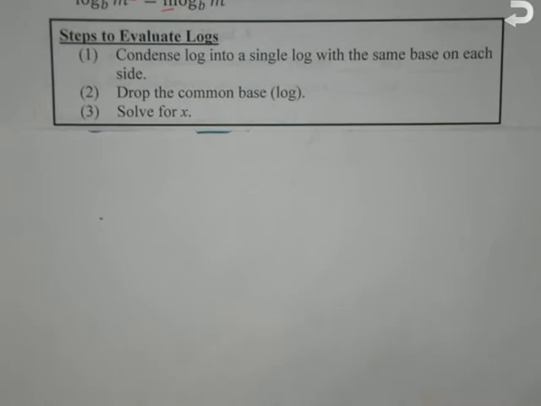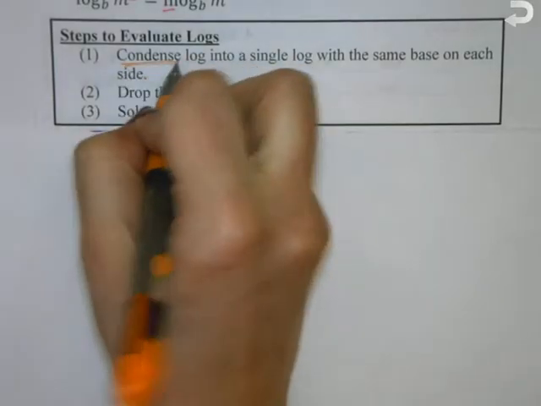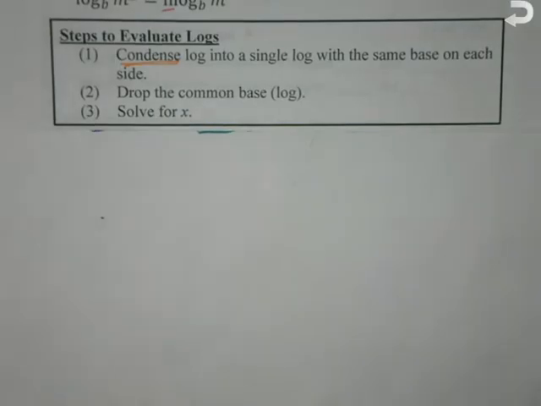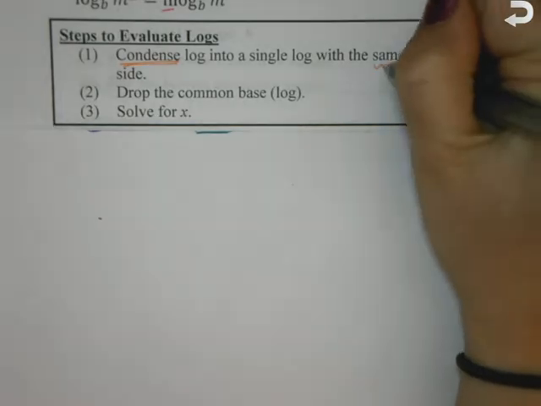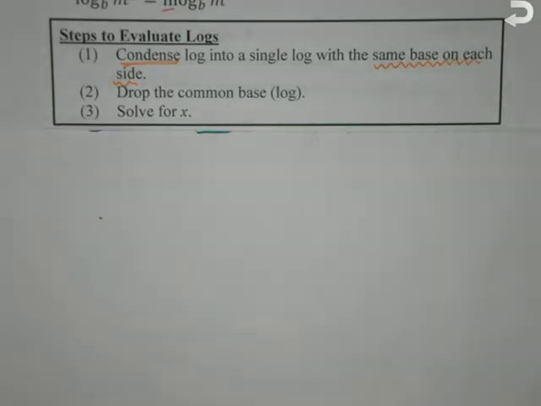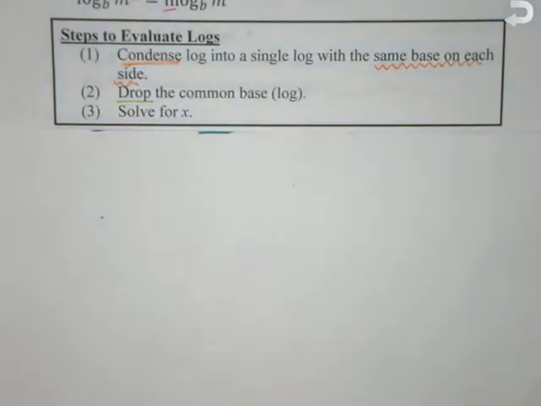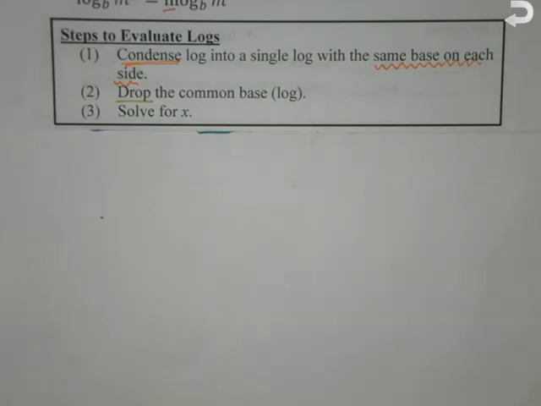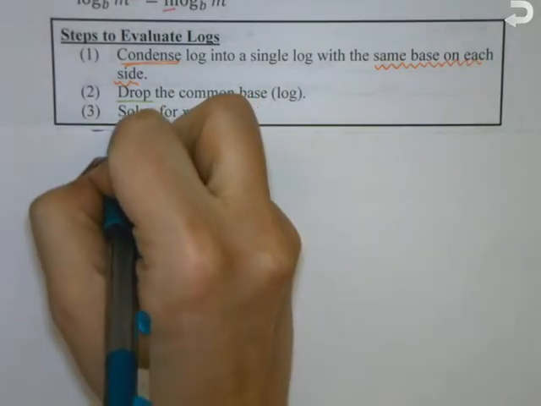So here are your steps for solving logs. First thing you are going to do is condense the log into a single log with the same base on each side, okay? So you're going to take your log and condense it so you have one log on each side, and it should be the same base on each side. Then you are going to be able to drop the common base. Just like 8a, we're trying to get the same log on each side, and then you can drop your bases, and then we set the insides equal to each other. So your last step is going to be to solve for x.